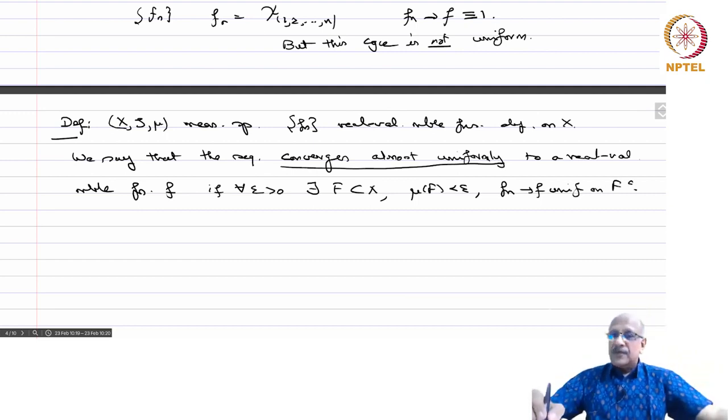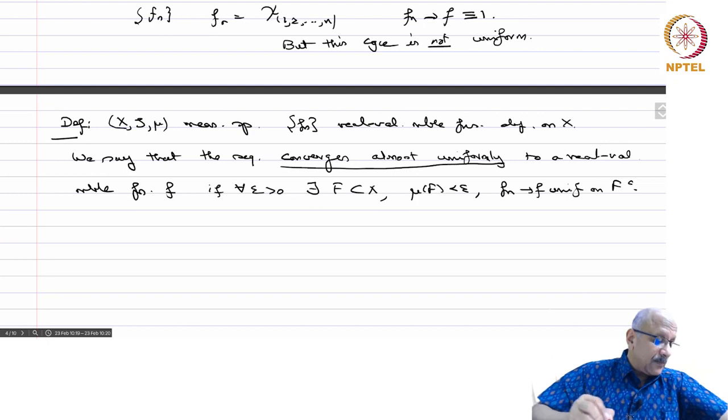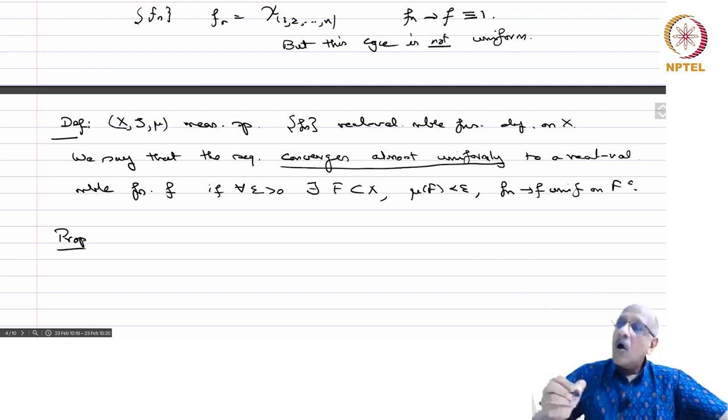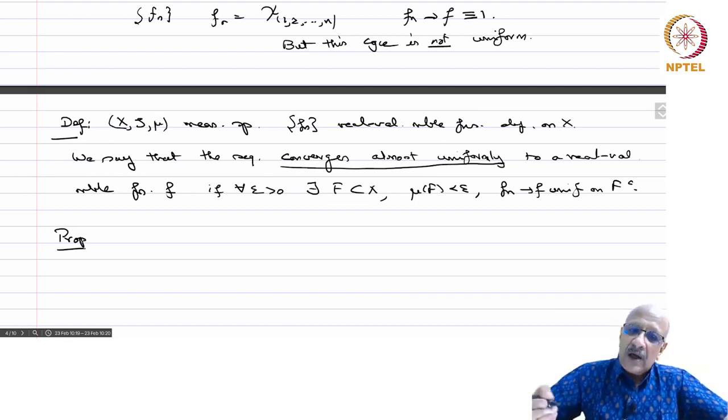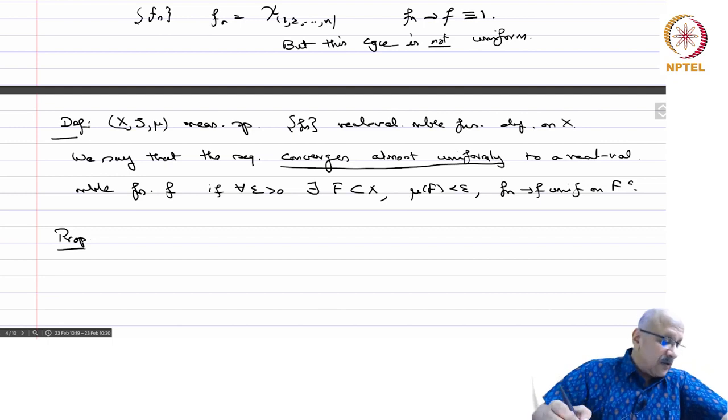So what does Egorov's theorem say? That if you have a finite measure space, convergence almost everywhere is the same as convergence almost uniformly. So the converse of Egorov's theorem is true in any measure space. So if you have almost uniform convergence, then you have convergence almost everywhere.